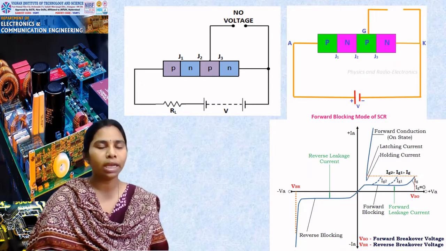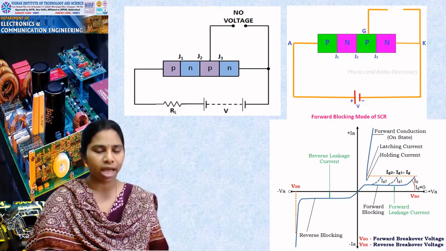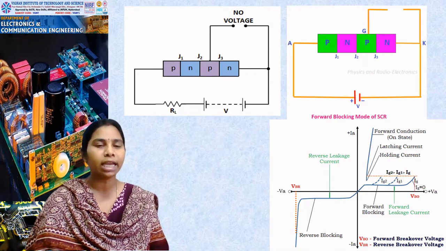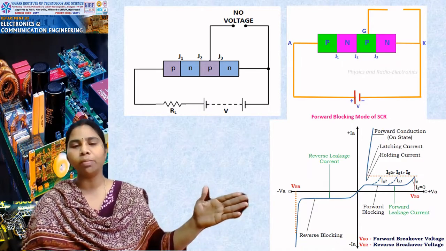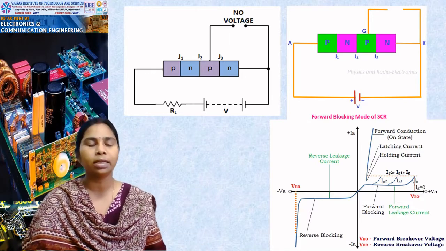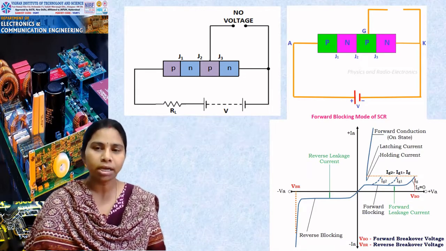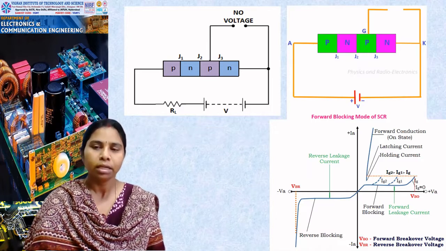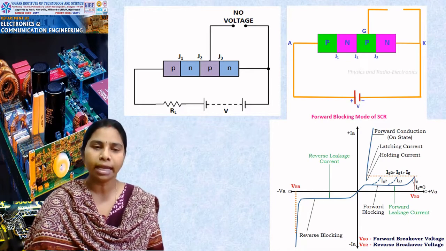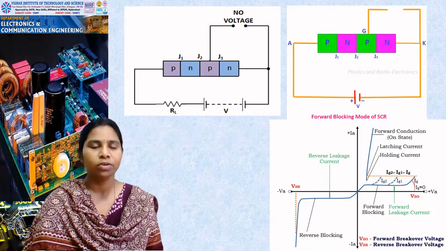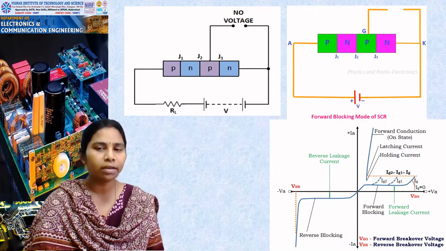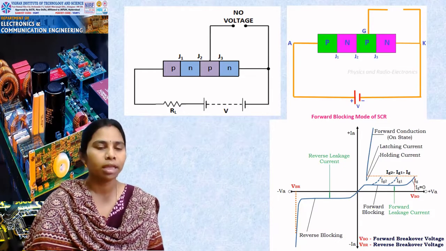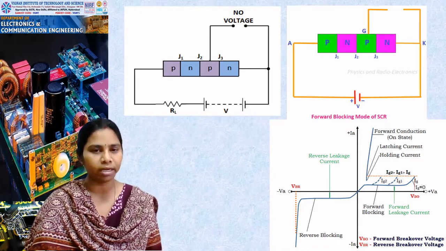But when you go on increasing the applied positive anode voltage, you see at a particular breakover voltage, which is termed as VBO, a sudden trigger in the current, where the voltage drops and suddenly the current increases, which turns the SCR from blocking mode to conduction mode. The current at which you see this heavy increase of current, you name it as latching current or holding current.